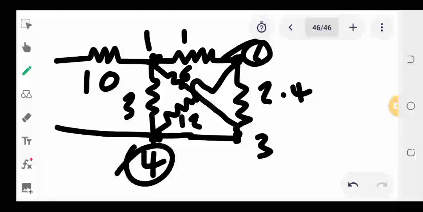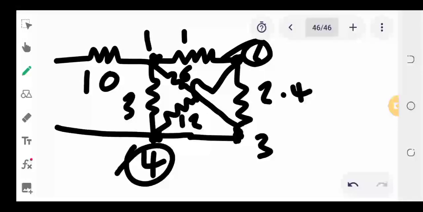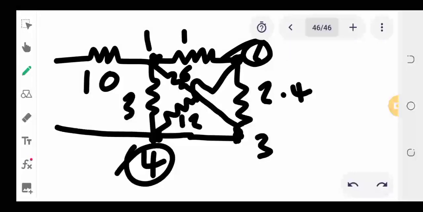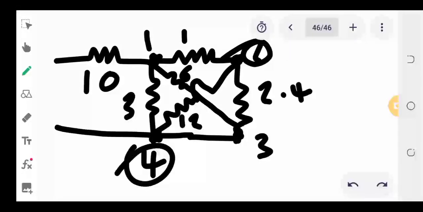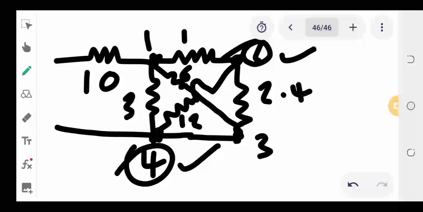And again, we do have the 2.4 ohm resistor there. It is again connected to this node and this node again. So it is connected to node 4 and node 2 again, and this is where the 12 ohm resistor is connected as well.